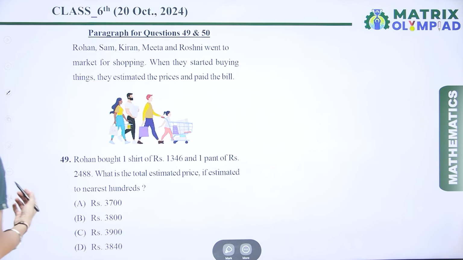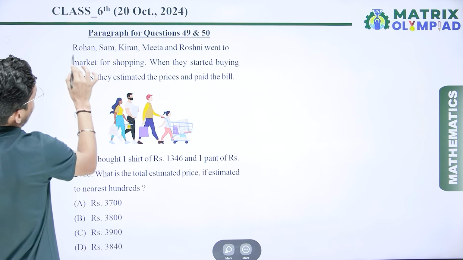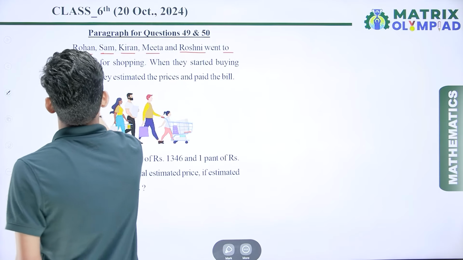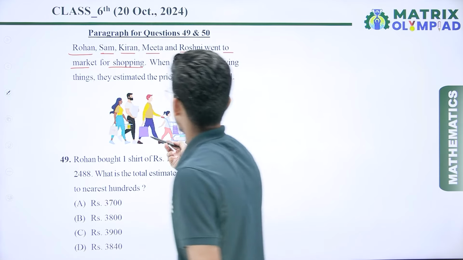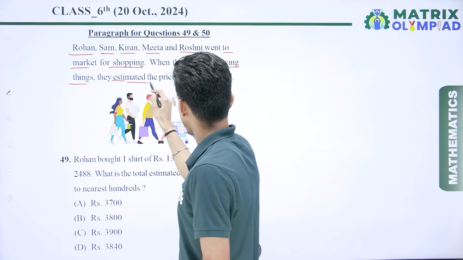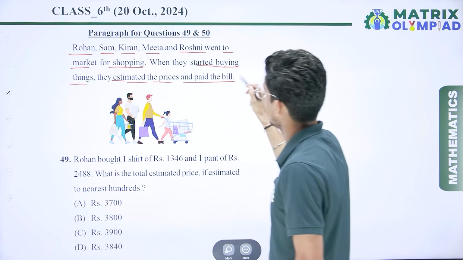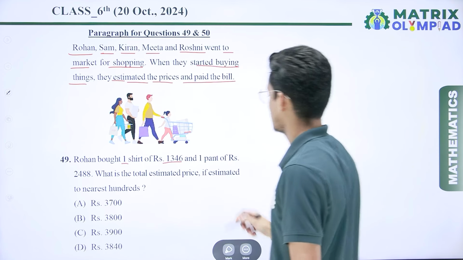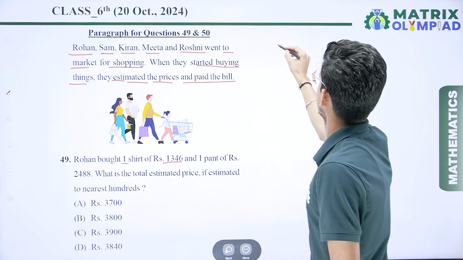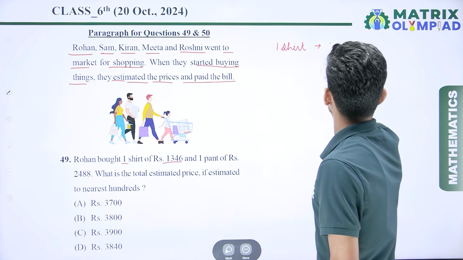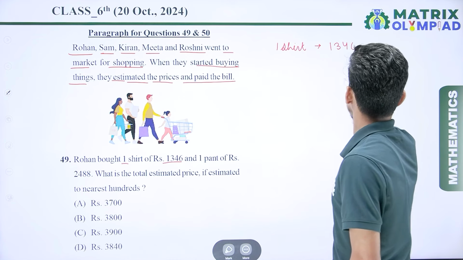Now the next question is based on a paragraph. Rohan, Sam, Kiran, Mita and Roshni went to the market for shopping. When they started buying things, they estimated the price and paid the bill. Rohan bought one shirt for rupees 1346. So for one shirt the price will be 1346.